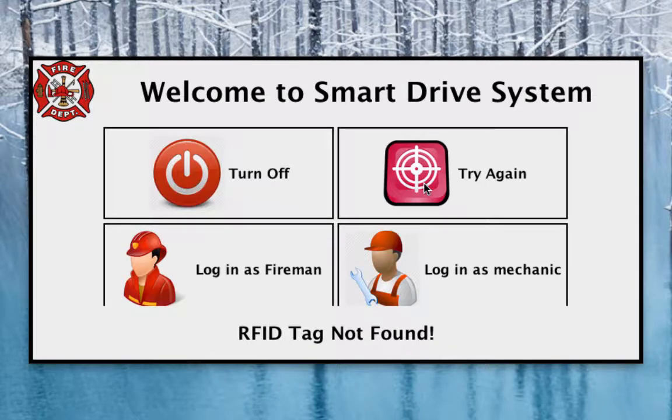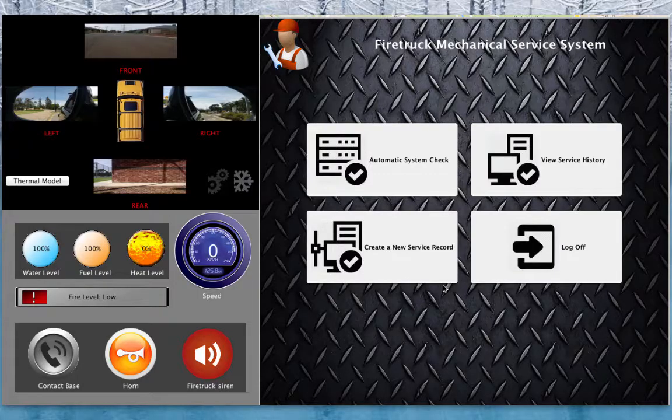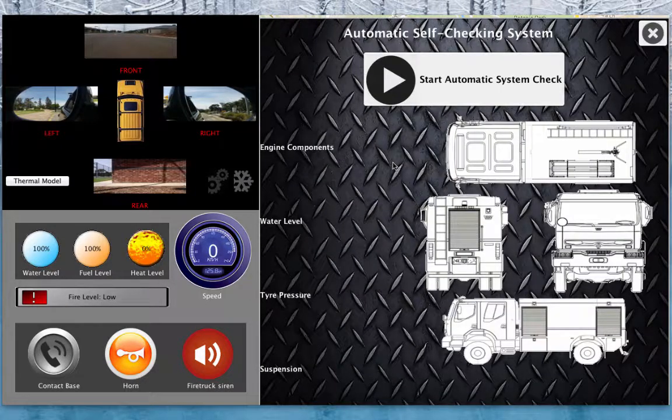But now we're assuming that we're actually logged into the system. So the first thing we want to do is log in as a mechanic. And this is the display for the mechanic. First we can do an automatic system check. Start the process of checking through the system.